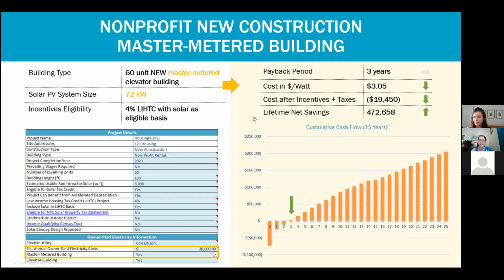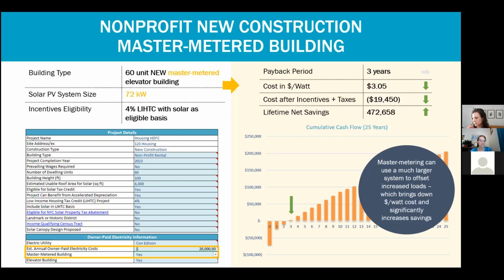And if this same building were a master metered building, then that means that the usage is much higher because it's the whole building's usage. So they could use a much larger PV system. So if you double the system size, that reduces the cost per watt. And if they can take the community credit, which may or may not be possible in the future, but right now there's an incentive for master meter buildings that also increases the value of solar. And so that would make a master meter building like this a slam dunk.